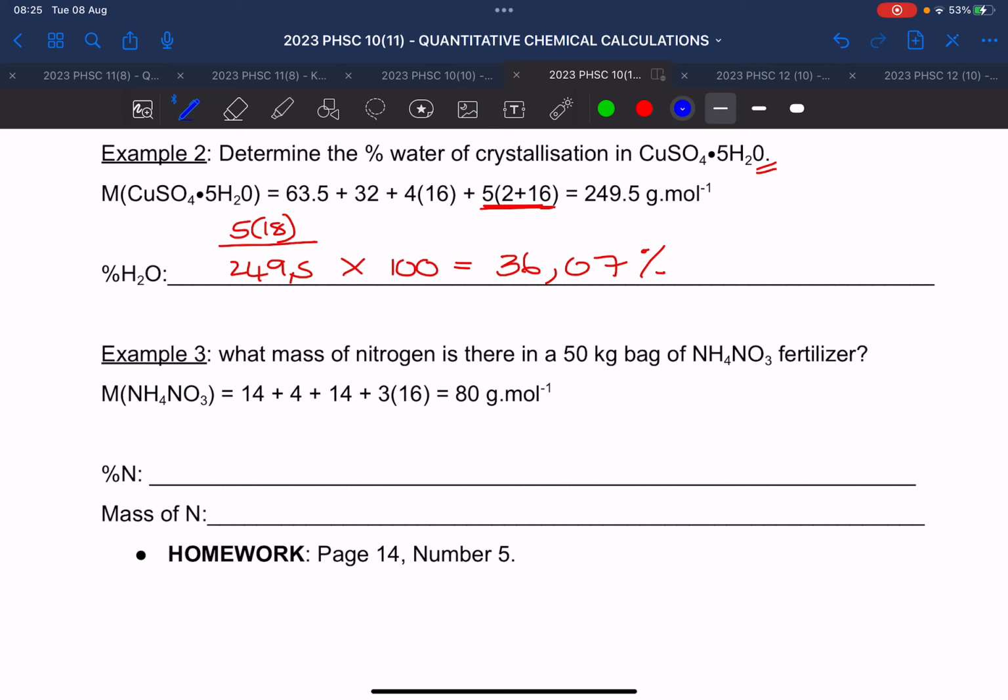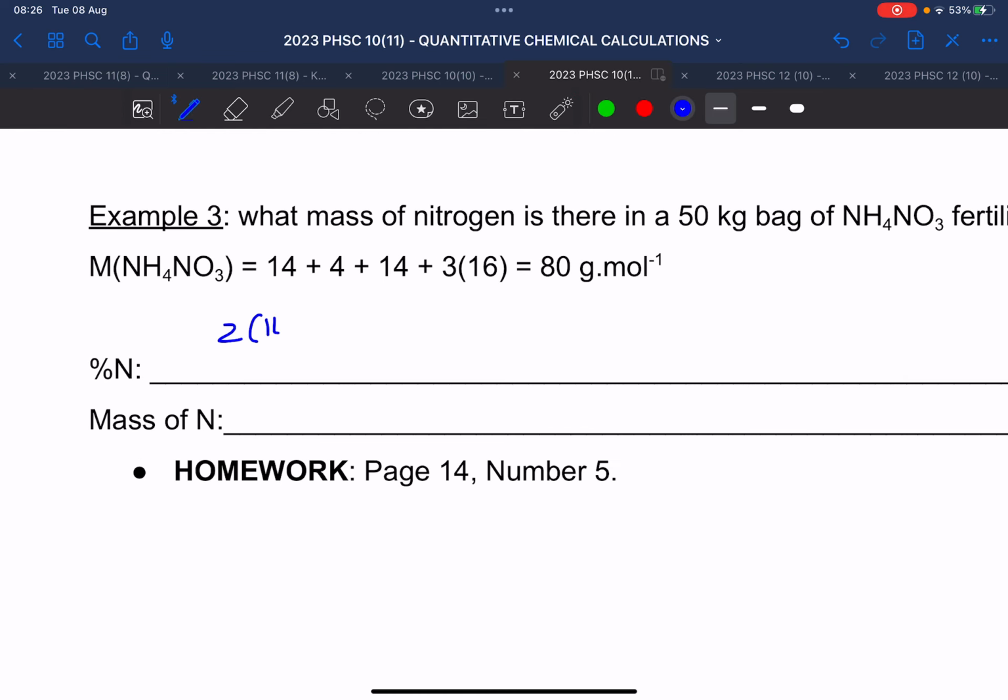Right. So they want to know, of this 50 kilogram bag of ammonium nitrate, what is the mass of nitrogen specifically? I'm giving you the steps here. You're first going to get the percentage of nitrogen in this bag. I already gave you the total molar mass of ammonium nitrate. Now, we have nitrogen twice in there. We have nitrogen here and nitrogen there, so don't just say once. It is 2 times 14 over 80 times 100.